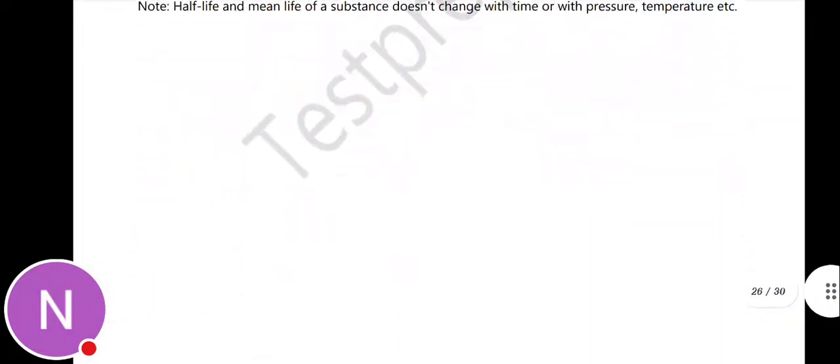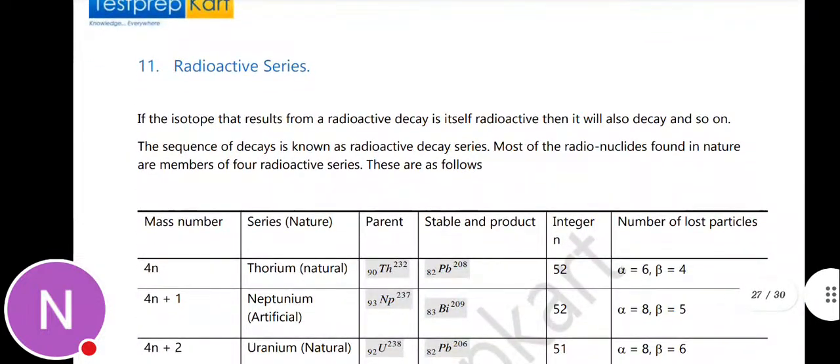So about that only. Next is radioactive series. That is, if the isotope that results from a radioactive decay is itself radioactive, then it will also decay and so on. The sequence of decay is also known as the radioactive decay series. It gets on decaying.